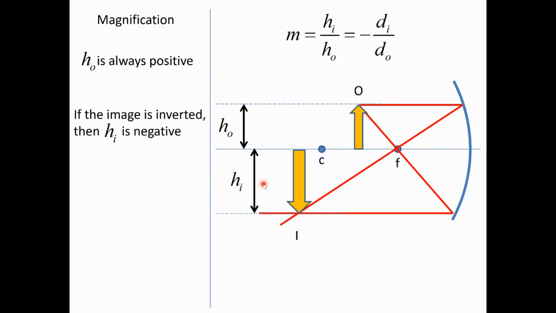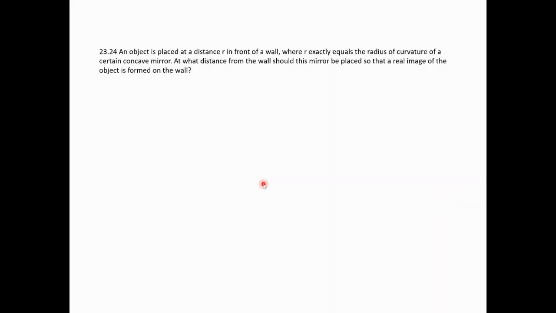Okay. So there's a tricky homework problem that I got a number of questions on, so I thought I'd just do it. Mainly the trickiness is setting it up. An object is placed a distance r in front of a wall, where r exactly equals the radius of curvature of a certain concave mirror. It's already a little bit tricky. At what distance from the wall should this mirror be placed so that a real image of the object is formed on the wall? Okay, so let's take it sentence by sentence.